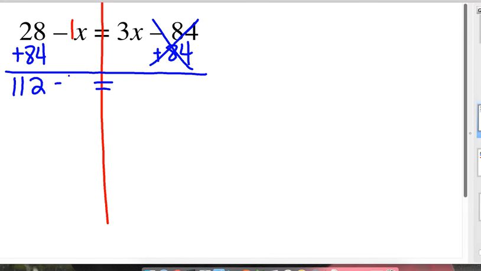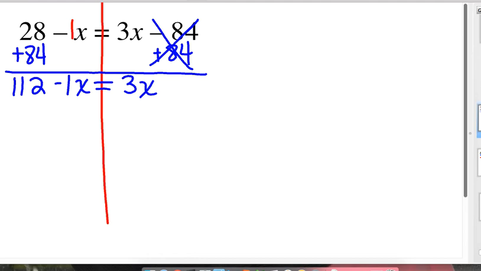I still have the minus 1. Oops, that's supposed to be an x. Hold on. There we go. I still have the minus 1x there. And on the right, I've got a 3x.